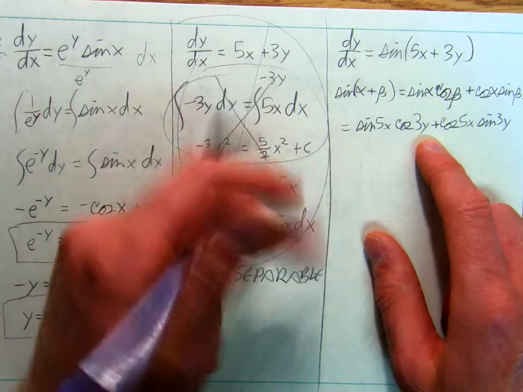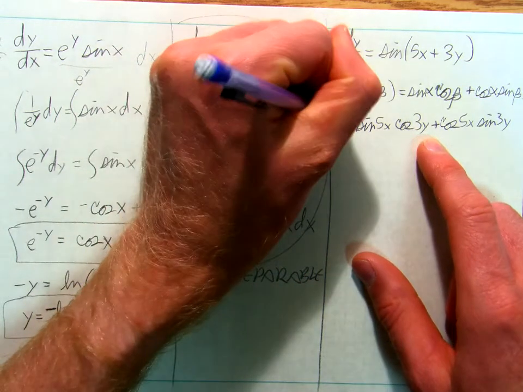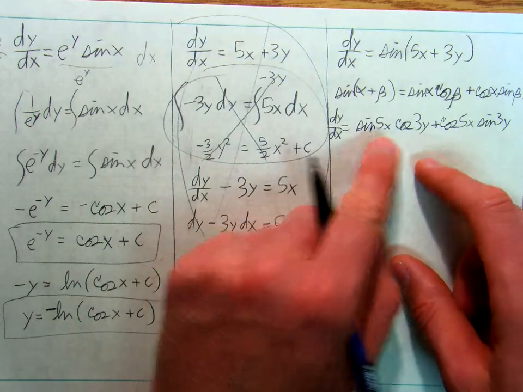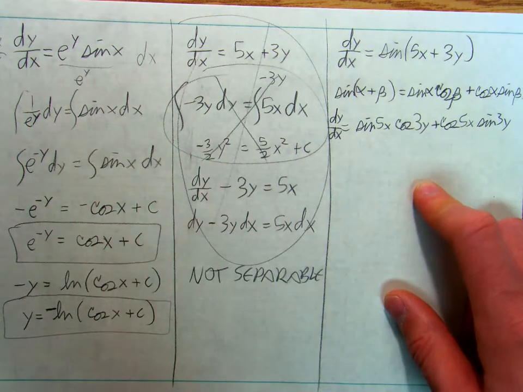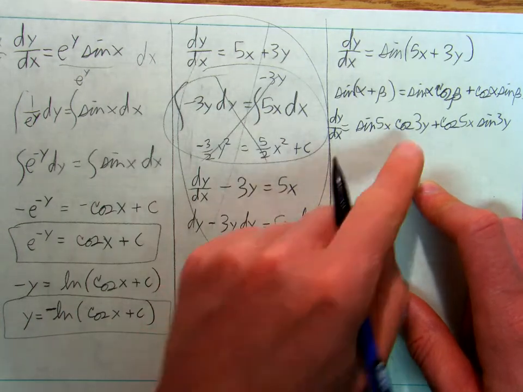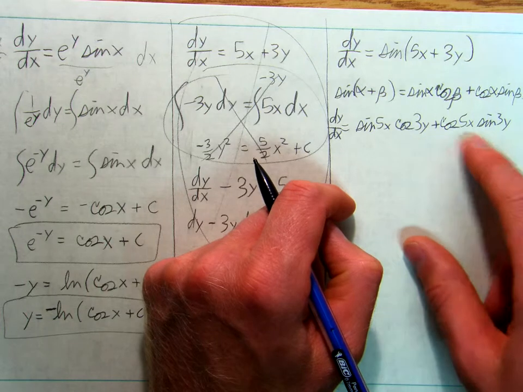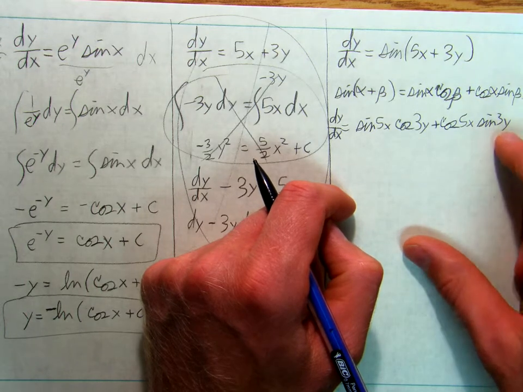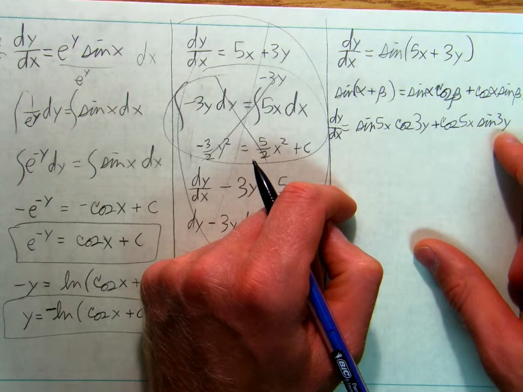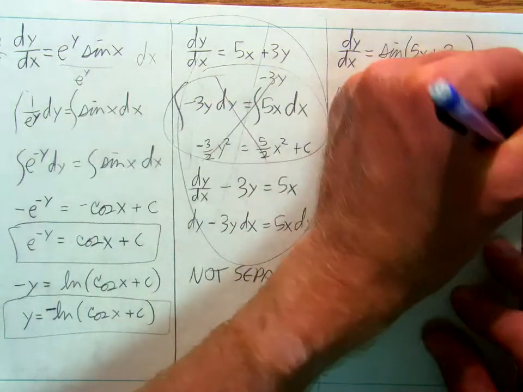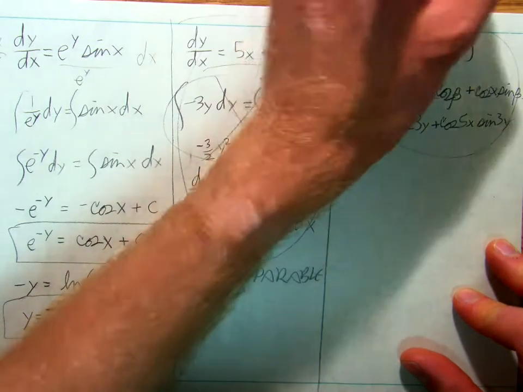And I just sort of look at this and I go, oh, there's no way I'm going to be able to get all the y's on one side and all the x's on the other side. It's just not going to work, because if I divide this by cosine 3y, then I still have a y attached to that, and it's not going to work. Okay, so that one's not going to work.